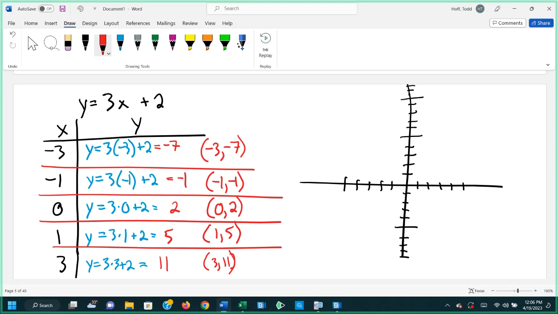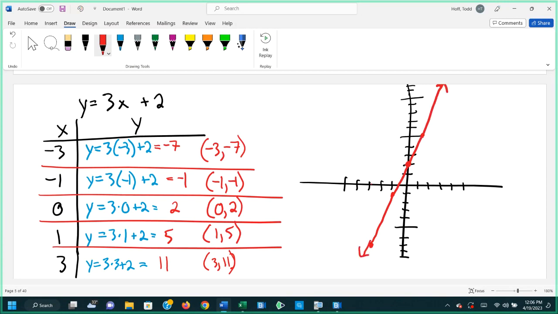So we plot these on the graph. Negative 3, negative 7 is somewhere in there. Negative 1, negative 1 is right there. 0, 2. 1, 5. Now 3, 11, I can kind of fit it on the edge here, but it's off. Sometimes we're going to calculate points that are off the graph. That's fine. We don't have to use them. And in this case, I think I can safely draw the line through those points.